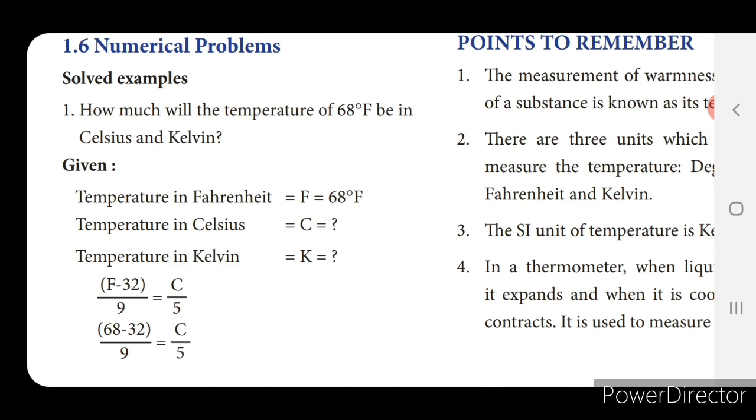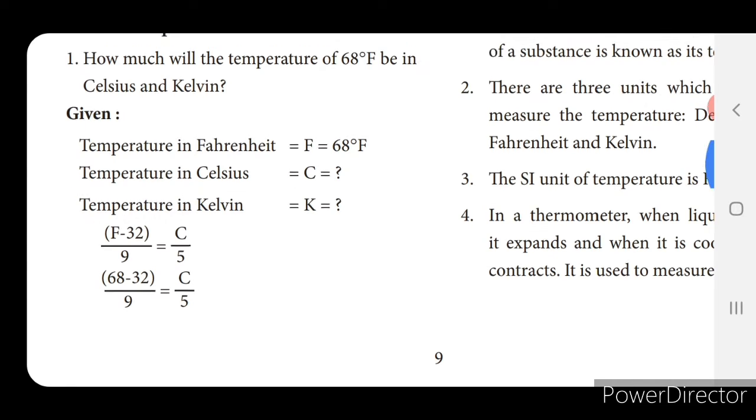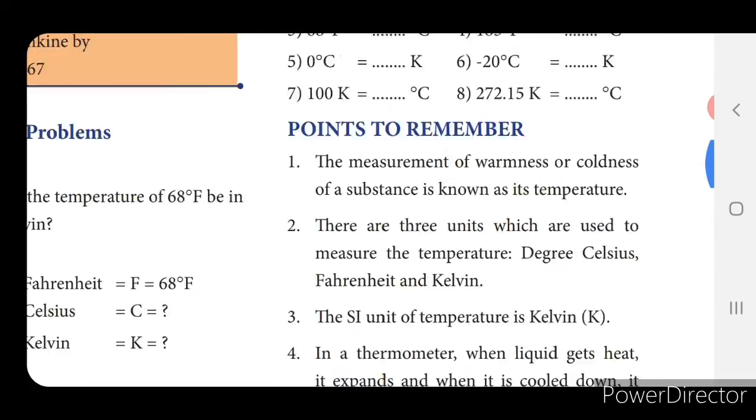Okay. So what is the formula? F minus 32 divided by 9 is equal to C by 5. So in the place of F, you have to substitute 68. So 68 minus 32 divided by 9 is equal to C by 5. Okay children, in the place of F, you have to substitute 68 degree Fahrenheit. What is given as F, we have to substitute there.